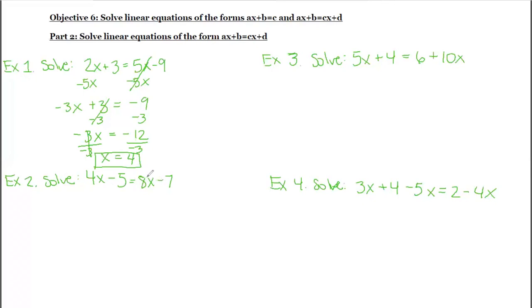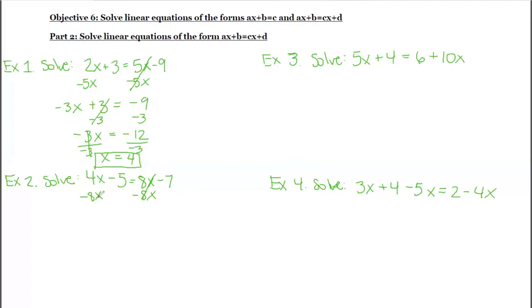any like terms to combine on the left or the right side. Then at that point, you are able to start moving things across. So let's look. We got 4x minus 5 equals 8x minus 7. So let's go ahead and subtract 8x on both sides. So 8x minus 8x is 0. Perfect. That's what we wanted. We were trying to get rid of it.